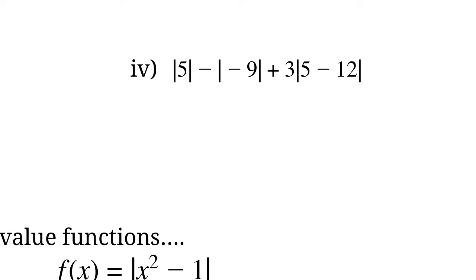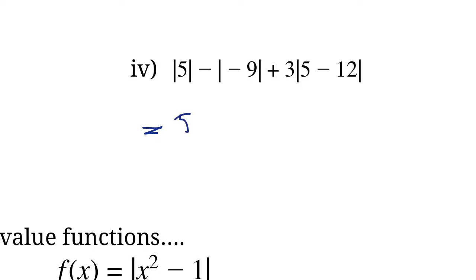And then to evaluate this expression here, the absolute value of 5 minus the absolute value of negative 9 plus 3 times the absolute value of 5 minus 12. Again, let's just evaluate that. You can think of them as brackets, right? They're brackets that have a special property, which just means they're making it positive.